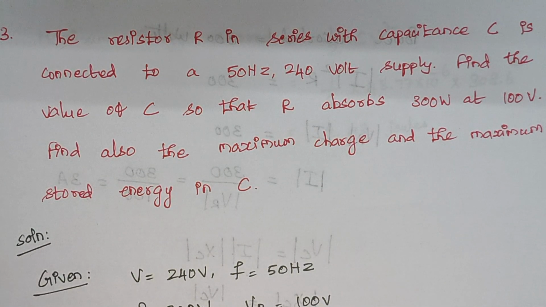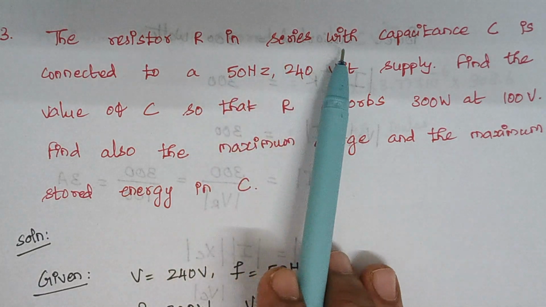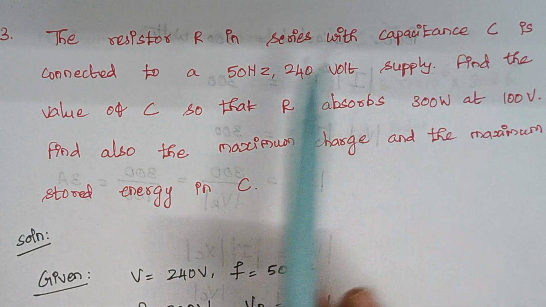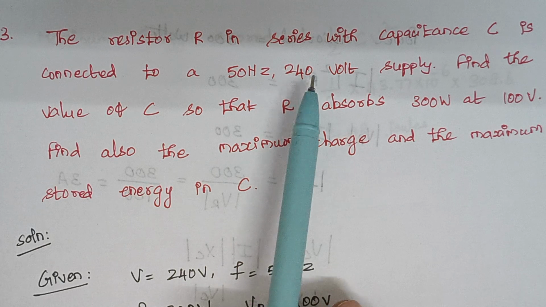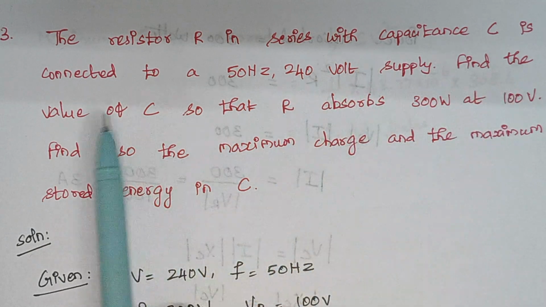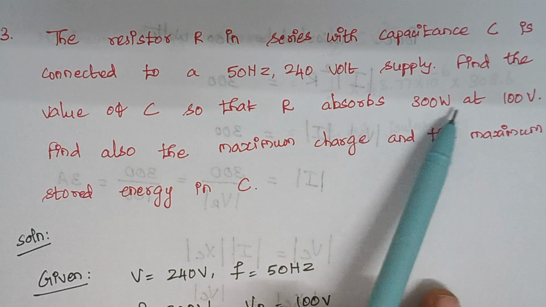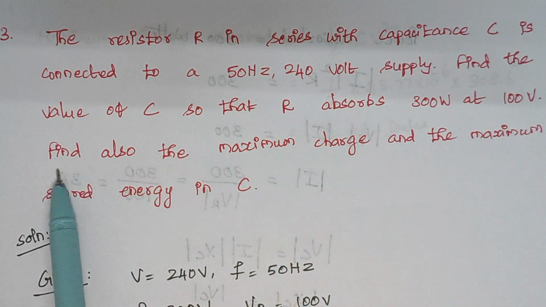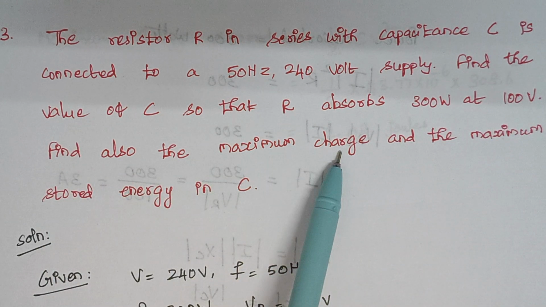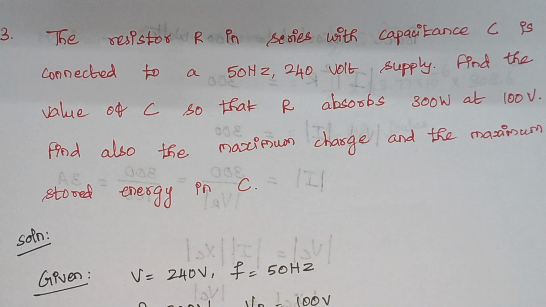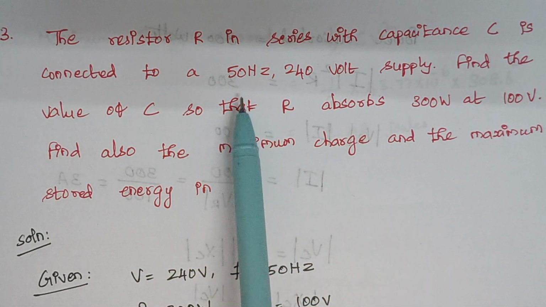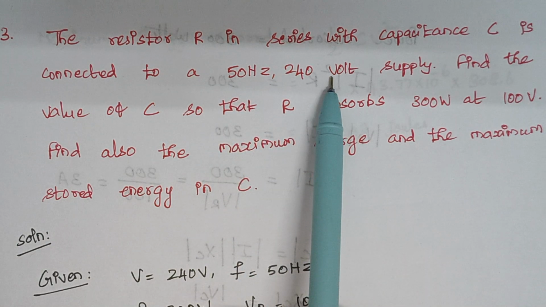So the problem is: a resistor R in series with capacitance C is connected to a 50 Hz, 240 volt supply. Find the value of C so that R absorbs 300 watts at 100 volt. Find also the maximum charge and the maximum energy stored in the capacitor. So here again you see this is an RC series circuit and we have a supply voltage, right?